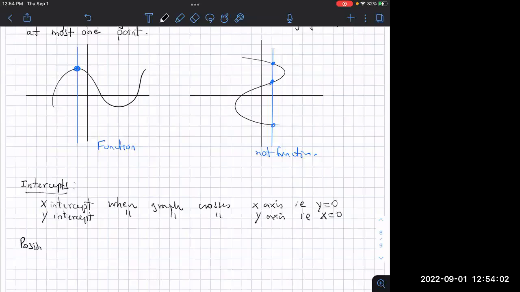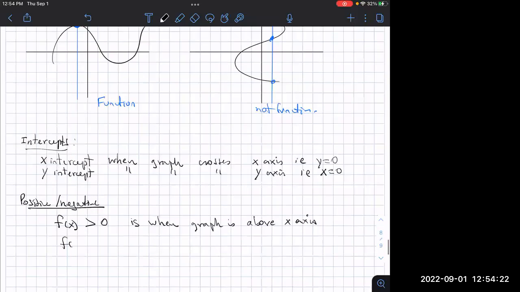Positive and negative. If you have a function greater than 0, that will be when the graph is above the x-axis. And for less than 0, when the graph is below the x-axis. I think that's all you need to know. They give you a graph, and then you have to answer those questions. Okay, so do the homework for 2.2 also.